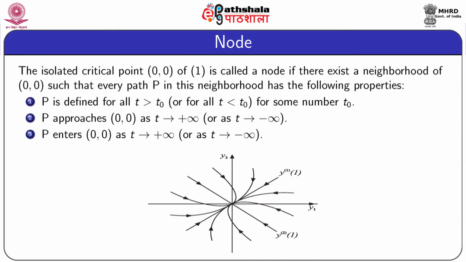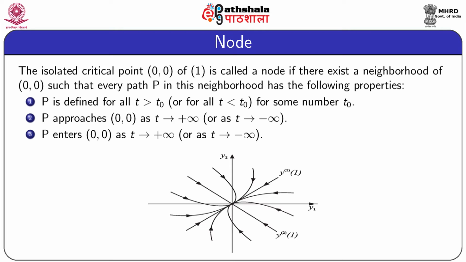Our next definition is node. The isolated critical point (0, 0) of (4) is called a node if there exists a neighborhood of (0, 0) such that every path p in this neighborhood has the following properties. p is defined for all t greater than t0 or for all t less than t0 for some number t0, and p approaches (0, 0) as t tends to plus infinity or as t tends to minus infinity, and p enters (0, 0) as t tends to plus infinity or as t tends to minus infinity.